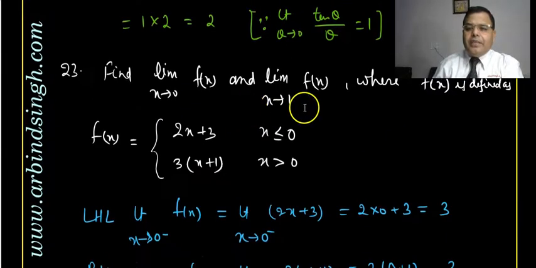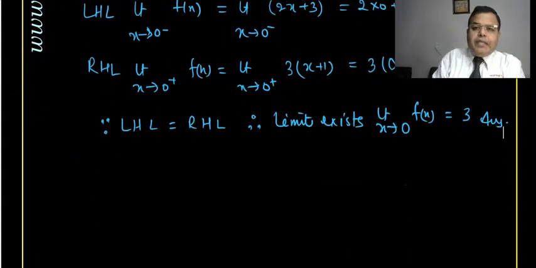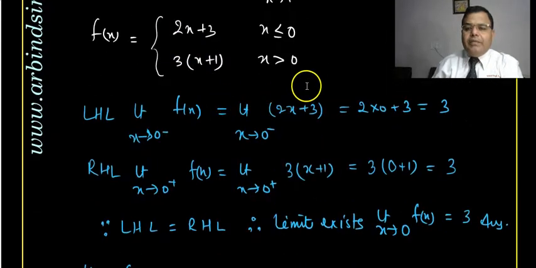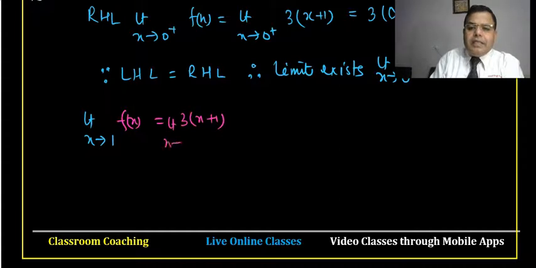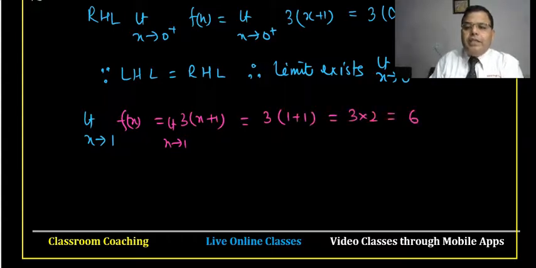Now the second question is x tends to 1, what is the value of f(x)? When x tends to 1, limit x tends to 1 of f(x), then what will be that f(x)? x tends to 1 means greater than 0. So 1 is greater than 0, so this formula is applicable. This is applicable for all values of x greater than 0, so we will write f(x) = 3 times (x + 1), limit x tends to 1. If I put x equal to 1, this will be 1 plus 1, that is 2, 3 into 2, that is 6. So we'll check left limit and right limit if there is a doubtful case, otherwise there is no need to check it. I hope you got it.